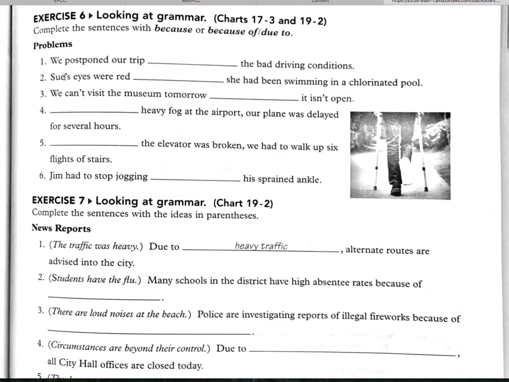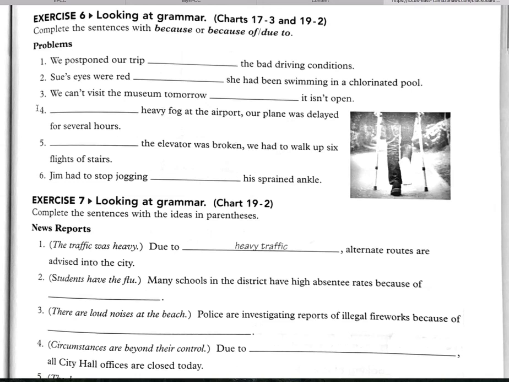So number 2, Sue's eyes were red, blank, she had been swimming in a chlorinated pool. So we look at this. This is a subject, and this is a past perfect progressive verb. So here, because she had been swimming in a chlorinated pool. Number 3, we can't visit the museum tomorrow, blank, it isn't open. Again, it is a subject, isn't is a verb be in the negative, so it's subject and verb, because it isn't open.